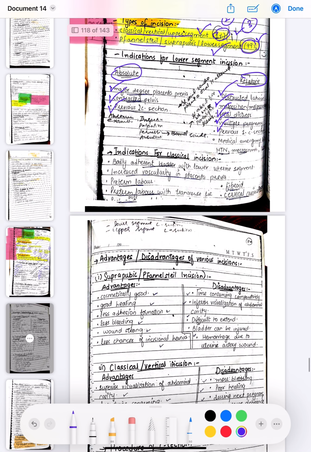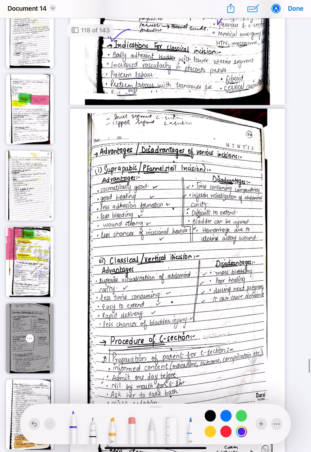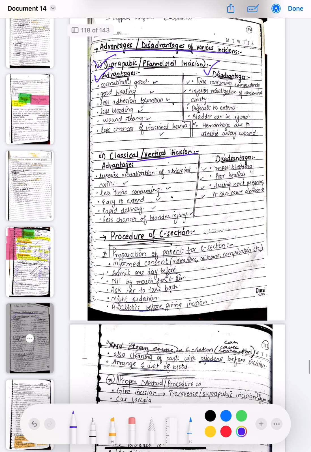Now, the indications for classical incisions are a badly adherent bladder with the lower uterine segment, increased vascularity in placenta previa, preterm labor, transverse lie, fibroid, and cervical carcinoma. Then we discussed the advantages and disadvantages of the suprapubic Pfannenstiel incision. Then we discussed the advantages and disadvantages of the classical or vertical incision.